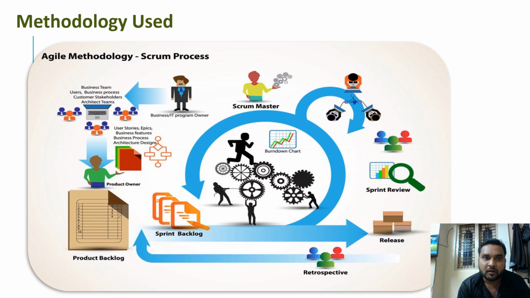Methodology used. We used agile methodology, Scrum process. The agile methodology is a way to manage a project by breaking it up into several phases. It involves constant collaboration with the stakeholders and continuous improvement at every stage. Once the work begins, teams cycle through a process of planning, executing, and evaluating. It has business program owner, scrum master, sprint review, sprint backlog, product owner, releases.